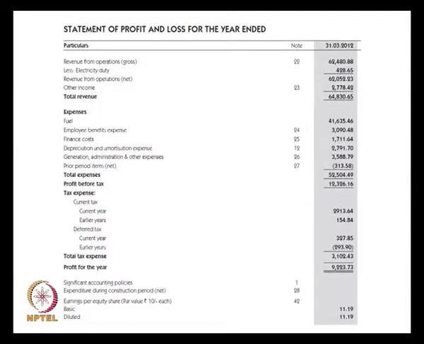Again if you look at it, the first line item talks about gross revenue from operations. Now what is gross revenue from operations? Gross revenue from operations represents the total amount or the total value of the goods and services that the company has provided to its customers. Now a part of the revenues would also include a tax component that would have to be paid to the government.